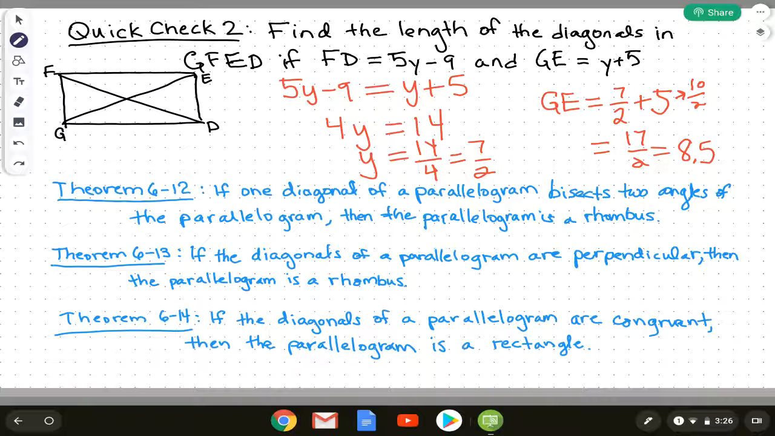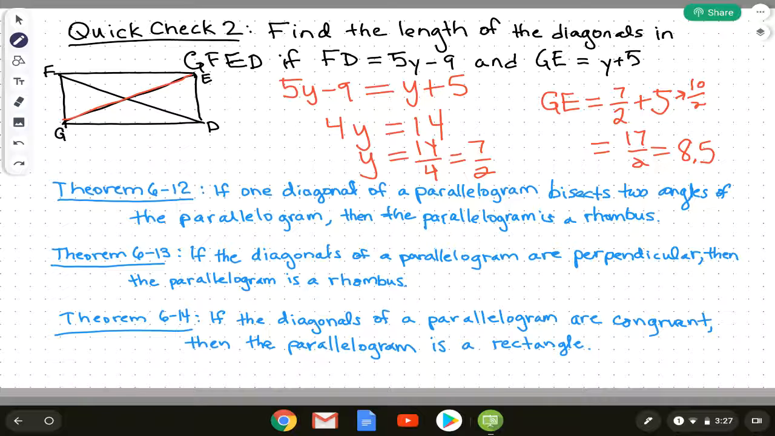Okay, there are 3 final theorems, and these are the converses of the ones we just talked about. So Theorem 612 says if one diagonal of a parallelogram bisects 2 angles of the parallelogram, then the parallelogram is a rhombus. So you have to be looking at only one diagonal to see if that's true. And this one's a rectangle, so it wouldn't be the case. But if I can look at one diagonal and see that it bisects both the angles that it touches at the corners, then I know the parallelogram is a rhombus.